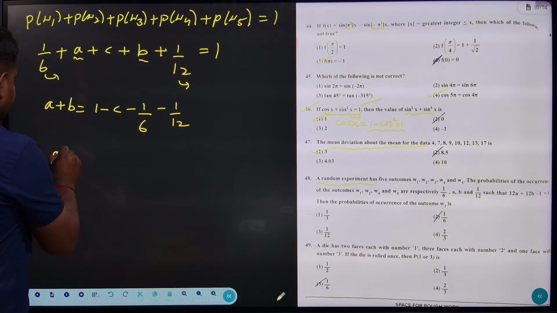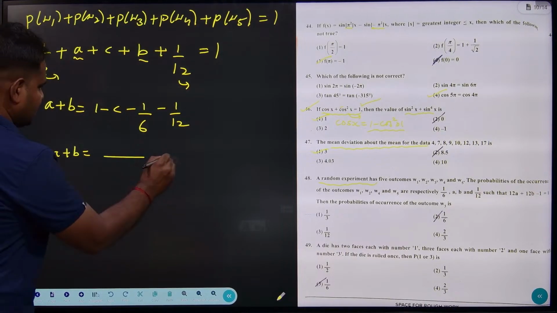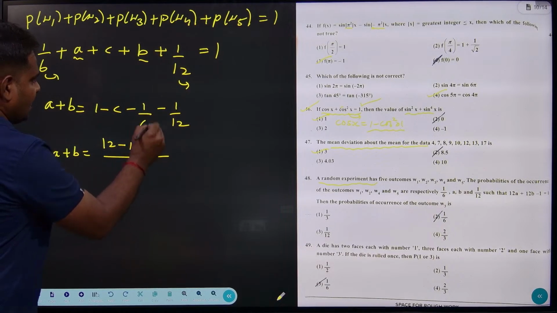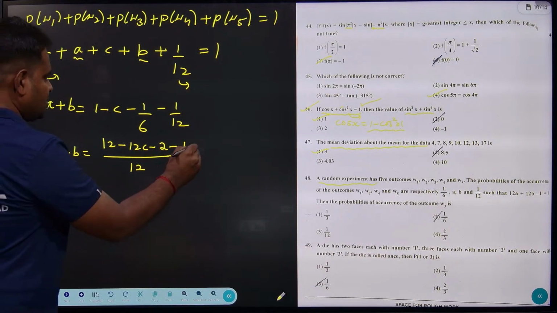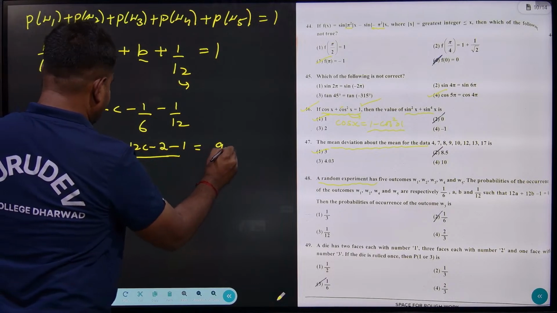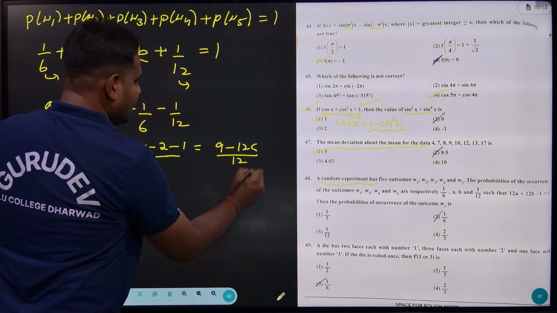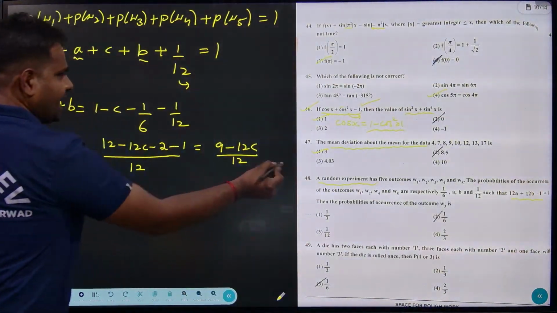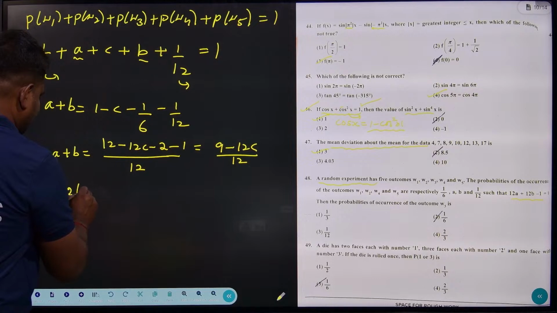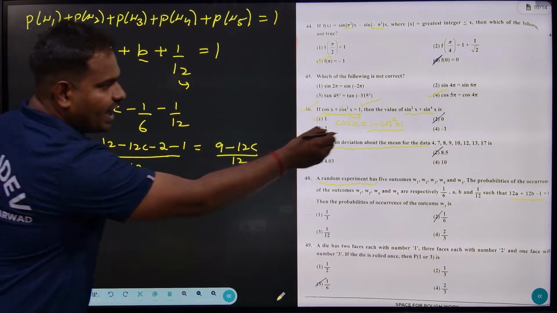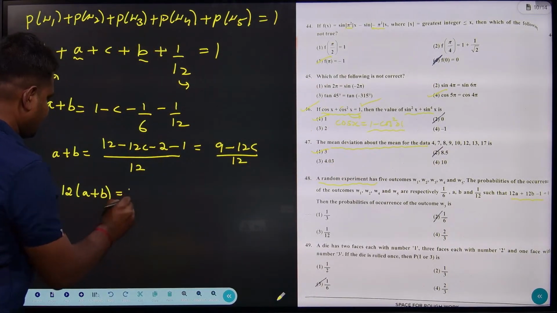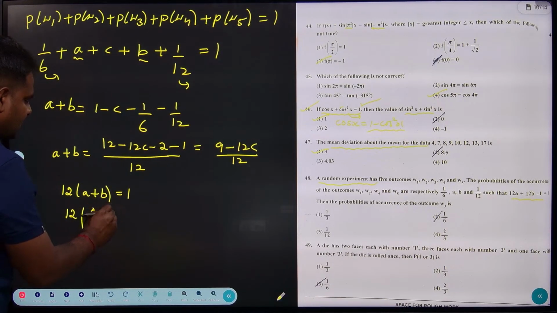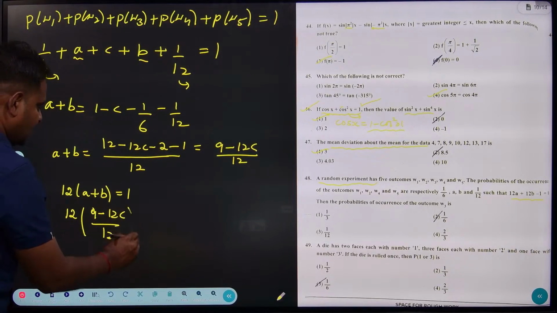Now take the LCM. What is A plus B you are getting? The LCM is 12. Now it is 12 minus 12C minus 2 minus 1. So how much are you getting here? 12 minus 3, it is 9. So 9 minus 12C divided by 12. He is asking the value of 12A plus 12B minus 1 equal to 0. I can take 12 as a common factor. If I take 12 as a common factor, we are left with A plus B, and minus 1 on the right hand side becomes plus 1. So 12 into, the A plus B value is already known here, 9 minus 12C divided by 12, is equal to 1.